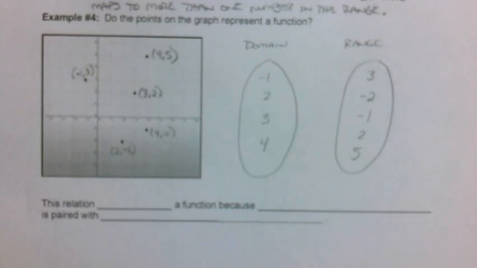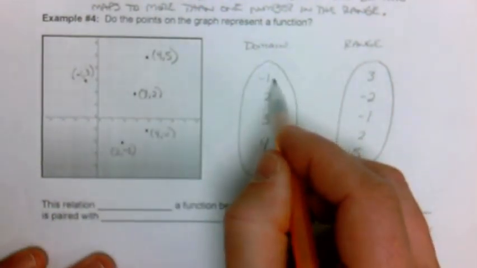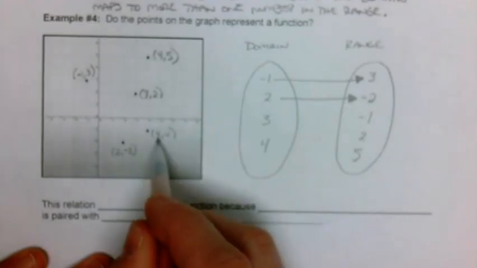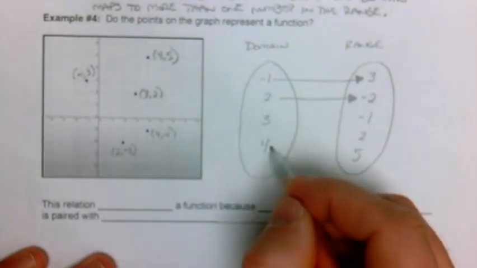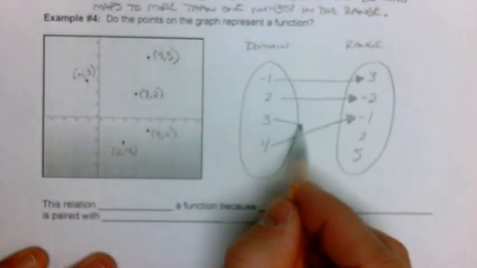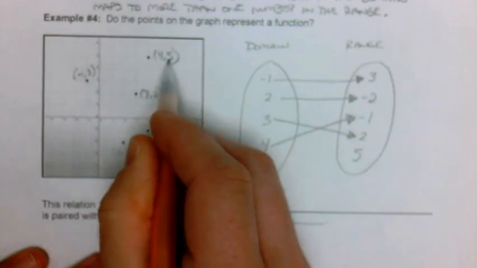Now let's go ahead and draw arrows to map the domain values to their range values. -1 maps to 3, 2 maps to -2, 4 maps to -1, 3 maps to 2, and 4 maps to 5.